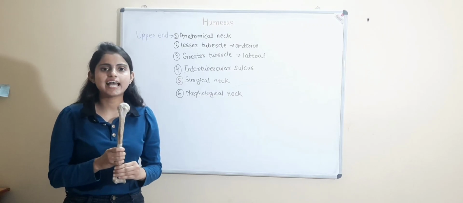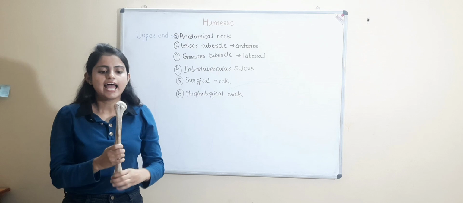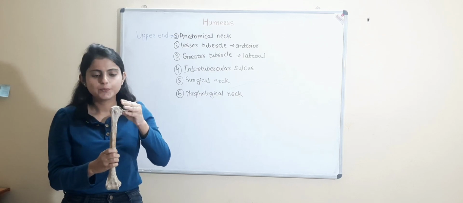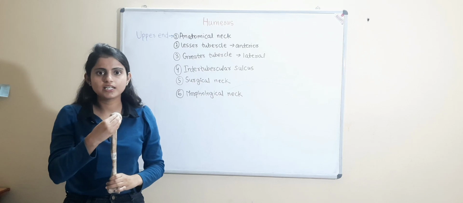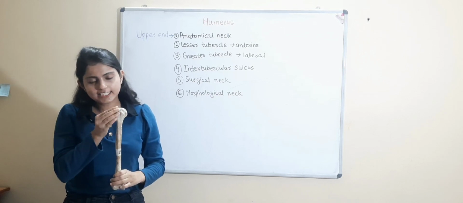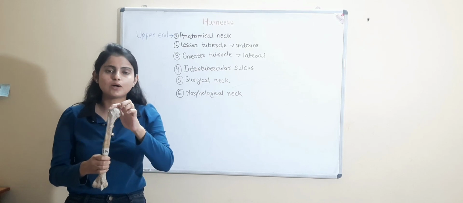Humerus, and this is the long bone. It has an upper end, shaft, and the lower end. The upper end has a globular head, which should face medially for the side determination, a lesser tubercle which should be facing anteriorly, and a greater tubercle which should be facing laterally. Here is the anatomical neck surrounding the head.